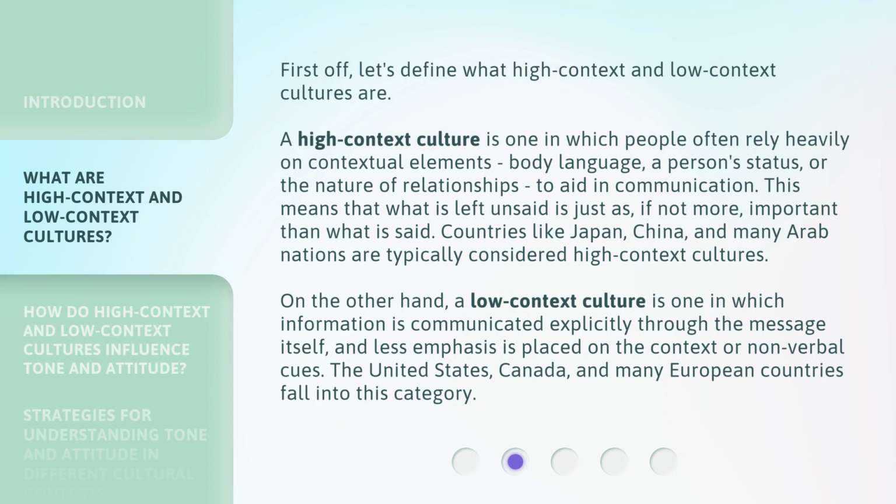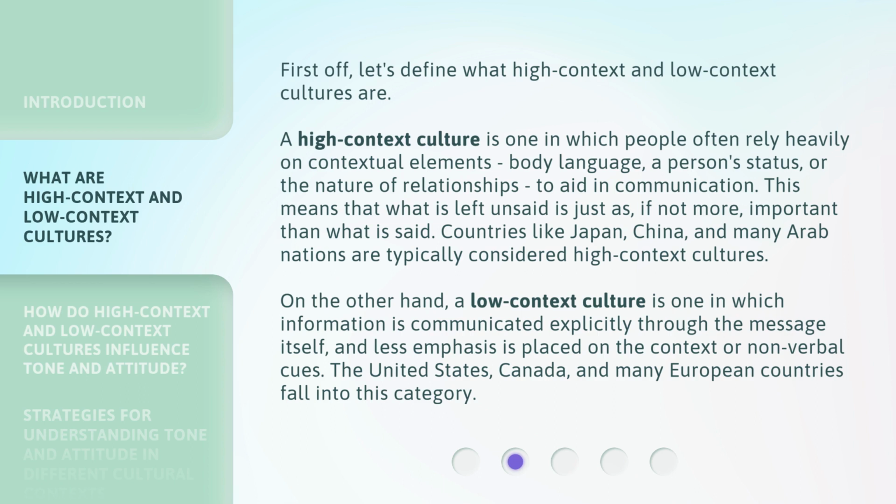First off, let's define what high context and low context cultures are. A high context culture is one in which people often rely heavily on contextual elements, body language, a person's status, or the nature of relationships, to aid in communication. This means that what is left unsaid is just as, if not more, important than what is said. Countries like Japan, China, and many Arab nations are typically considered high-context cultures.